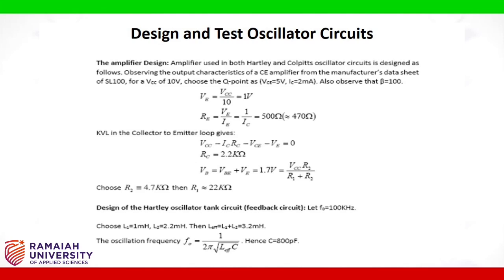Design of the Hartley oscillator tank circuit, that is feedback circuit. Let fO be equal to 100 kHz. Choose L1 equal to 1 millihenry, L2 equal to 2.2 millihenry. Then L effective is equal to L1 plus L2, which is equal to 3.2 millihenry. The oscillation frequency fO is equal to 1 by 2 pi square root of L effective into C. Hence, C is equal to 800 picofarad.